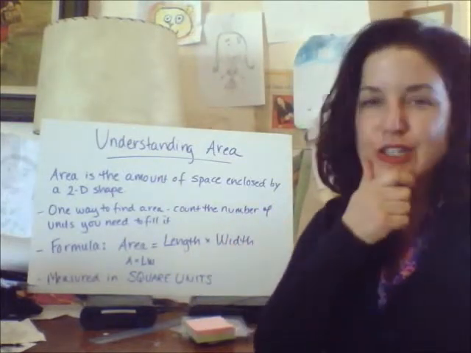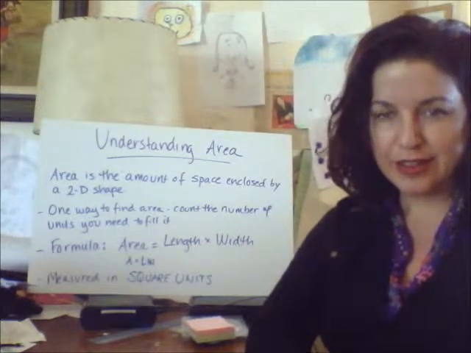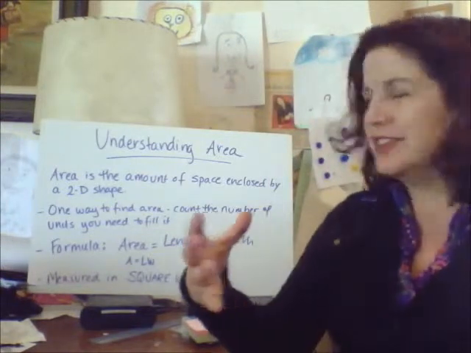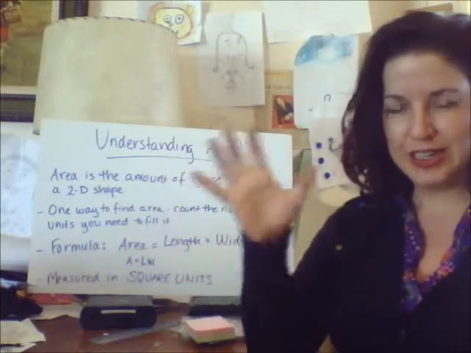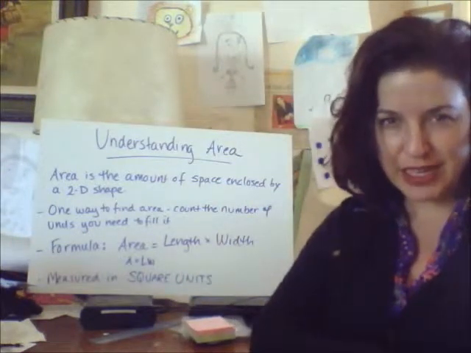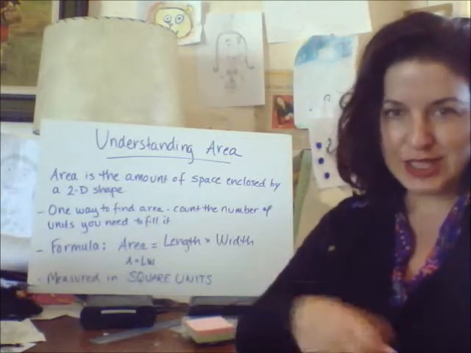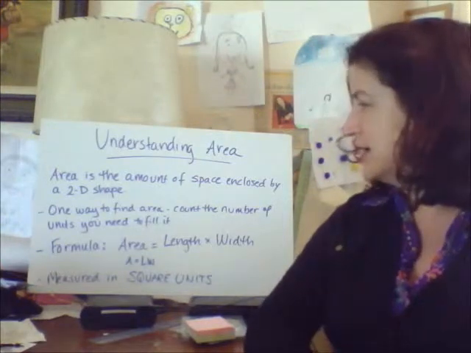Okay, so there's one way to find area, and that's particularly handy if you've got an irregularly shaped object, and I will show you that in just a minute. That is, if you have some grid paper or something you can use, you can actually put the grid paper on top of the two-dimensional shape and count up the squares and use that to make a pretty good estimate of the area of the irregular object.